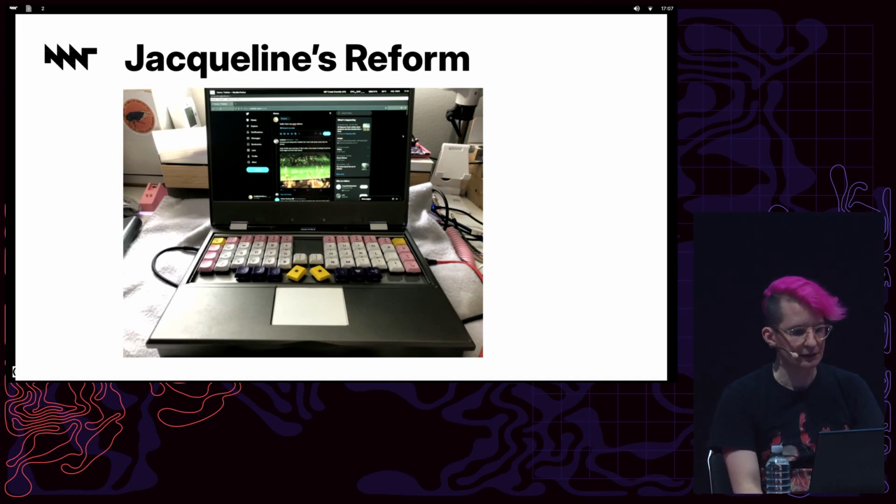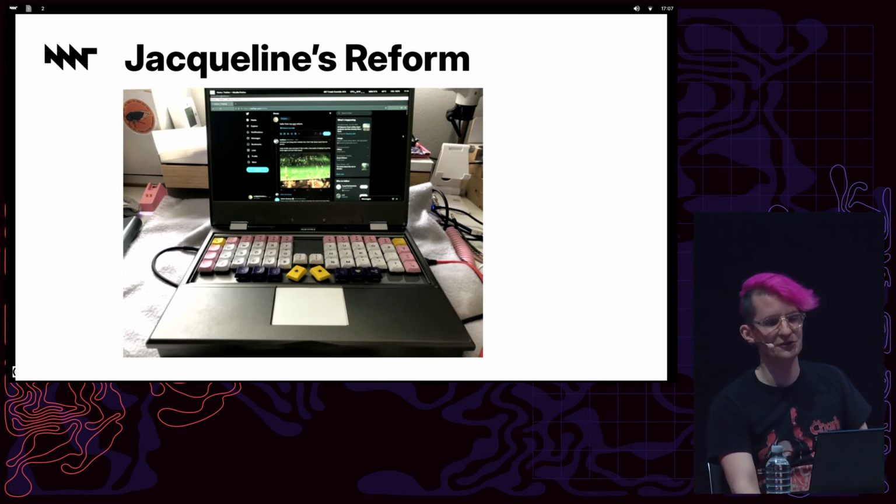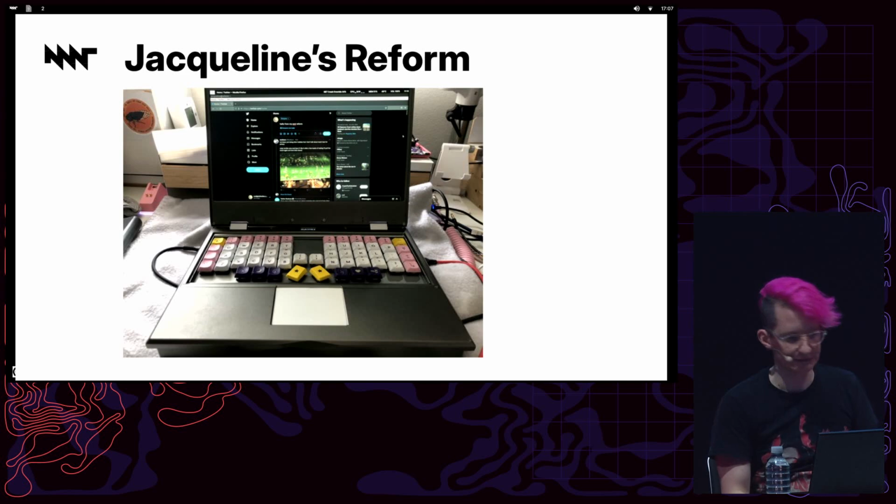And this is Jacqueline's Reform. I always have to show it. So Jacqueline is someone from Australia who cloned the Reform and modified it heavily from our files. So it's actually possible to copy our stuff, which was the whole point.